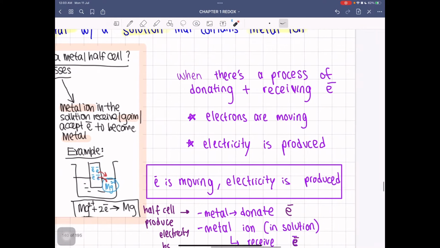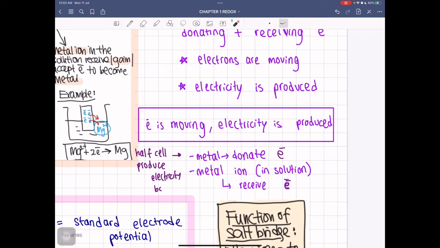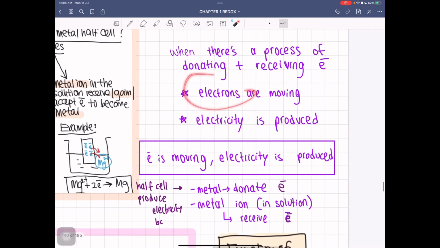When there is a process of donating and receiving electrons, electrons are moving, right? That's proof that there is movement of electrons, and then electricity will be produced. Why is electricity produced? Because when electrons are moving, electricity is produced, and that's the logic of it. So the half cell produces electricity because the metal donates electrons, but the metal ion receives electrons, so there is movement of electrons from there. The donating and receiving.